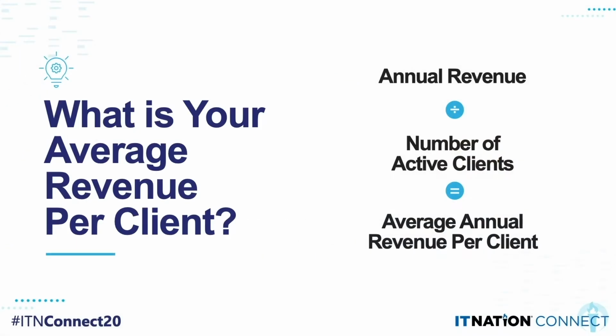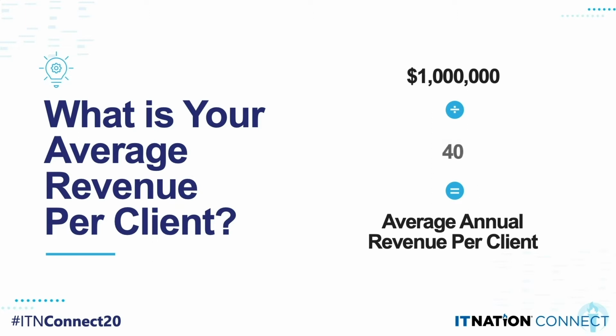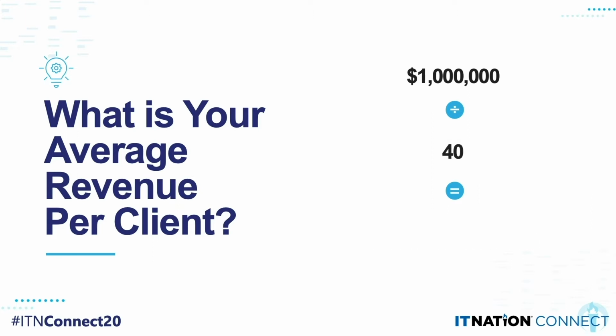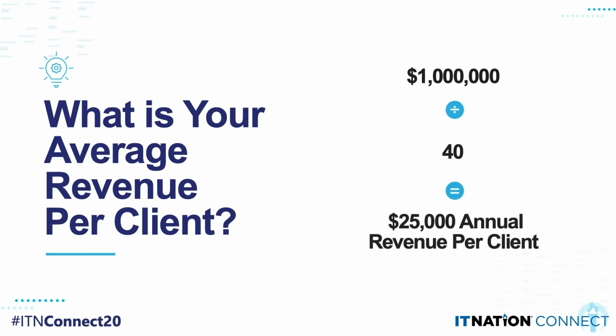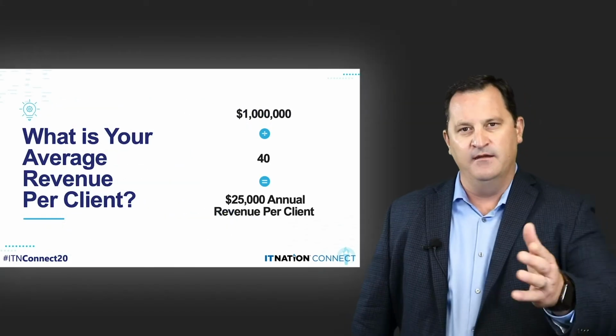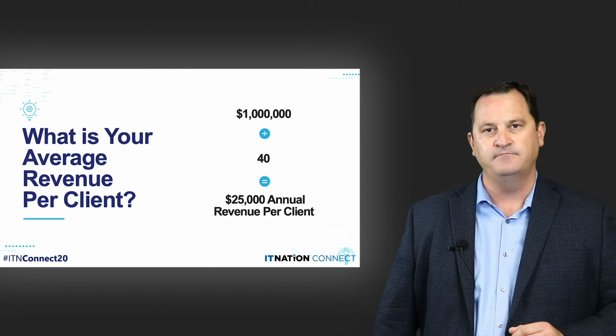So now we're going to factor in your average revenue per client. At the end of the day, in this example we're operating from, and you're going to do this for yourself right now, you have a $1 million starting point. In this example, we have 40 customers, which means our average annual revenue is $25,000 per client.